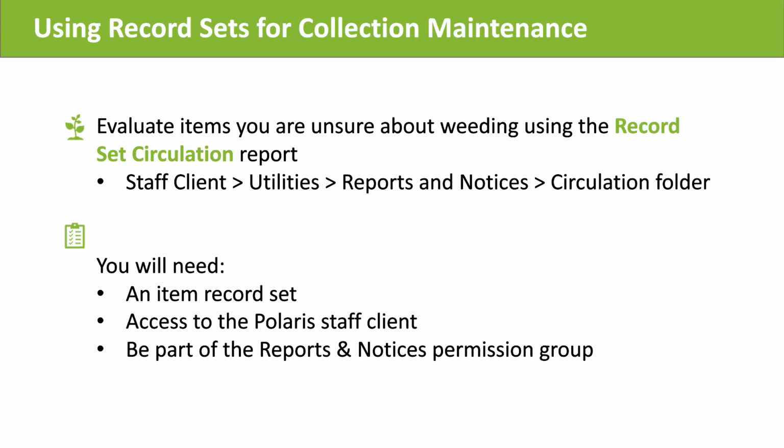I'm going to show you a staff client report called the Record Set Circulation Report that you can use exclusively with item record sets. This report allows you to specify a date range and get circulation stats just for that date range. So this is one of our demos that does require access to the staff client and special permissions. So to generate this particular report, you will need an item record set, access to the Polaris staff client, and be part of the reports and notices permission group, or have a colleague that can run that report for you.